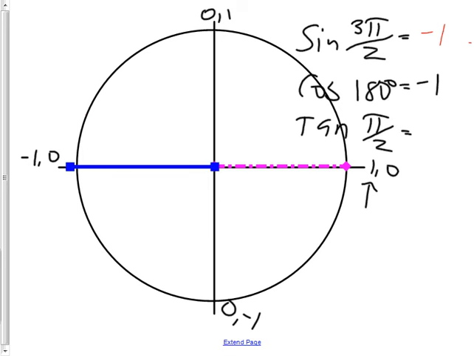And the last one, tangent of pi over 2. Here's pi over 2. Tangent is TOA, opposite over adjacent. Sorry, y over x. So there we go, 1 over 0. Is 1 over 0 okay or not? You can't do that, can you? So what's the answer? It's not 1, and it's not 0. It's undefined.